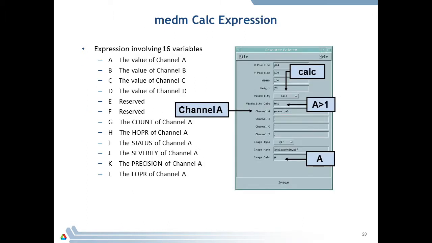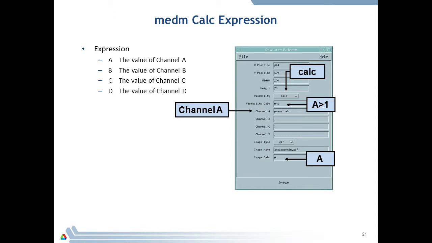Okay, here's an example of the calc expression represented on a resource palette. Expressions, you can have up to 16 variables, and I'm not going to enumerate them all, but for example, on expression H, you can set it on the high operating output level of channel A, output range of channel A. But for the most part, what you're going to do is focus on these 4 expressions. You can add up to 4 process variables and run a calc expression between the 4 process variables. So here we set the visibility to calc. The visibility calc expression, A is greater than 1. Apply a process variable name to channel A.